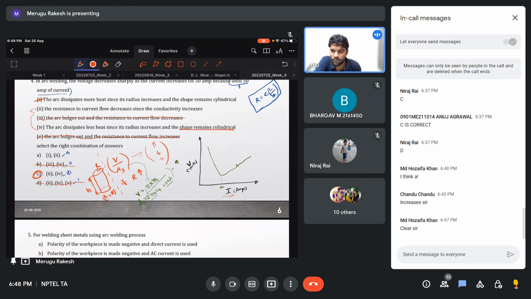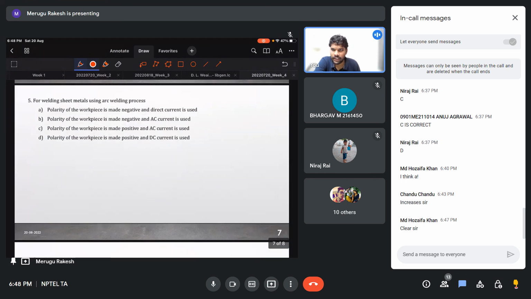Okay, we'll move to the next question, sort of the final question. For welding sheet metals using arc welding, this is completely concept based as well as memory based. What type of polarity should I use for welding sheet metals? I mentioned polarity earlier. Straight polarity, reverse polarity, or alternating? Option A is polarity of workpiece negative and direct current. Option B is workpiece negative and AC current. Option C is workpiece positive and AC current. Option D is workpiece positive and DC current.